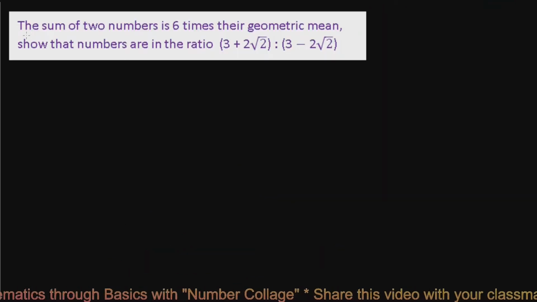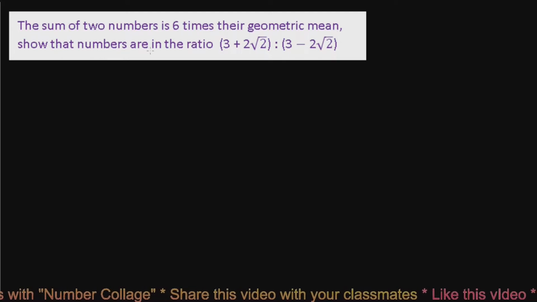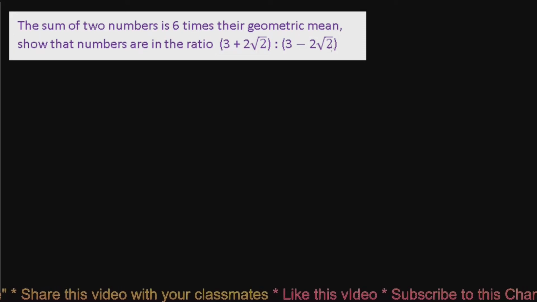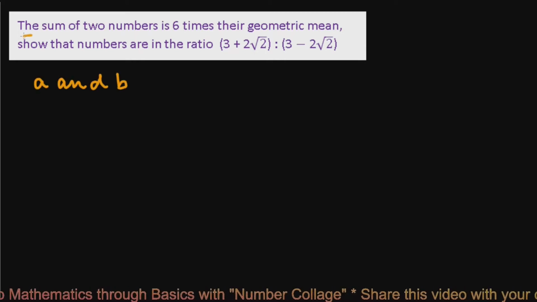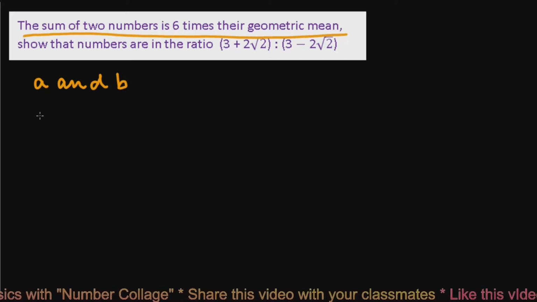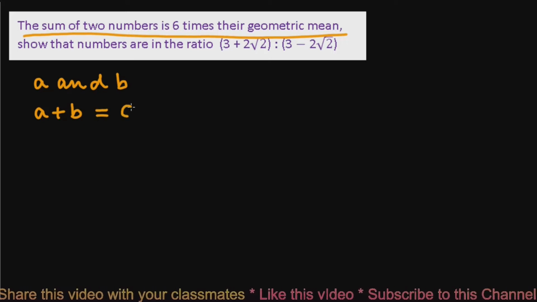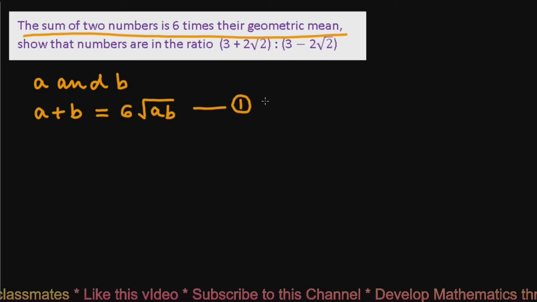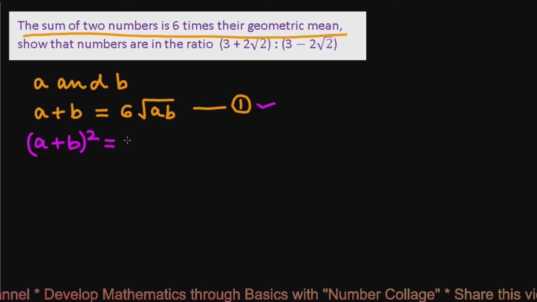Next problem: the sum of two numbers is 6 times their geometric mean. We have to show that the numbers are in the ratio 3 plus 2 root 2 is to 3 minus 2 root 2. We will start by assuming the two numbers to be A and B. Now the sum of these two numbers is 6 times their geometric mean. So we write A plus B, sum of two numbers, equals 6 times their geometric mean, which is square root of AB. Next we square equation 1 and write (A plus B) whole square equals 36 AB.